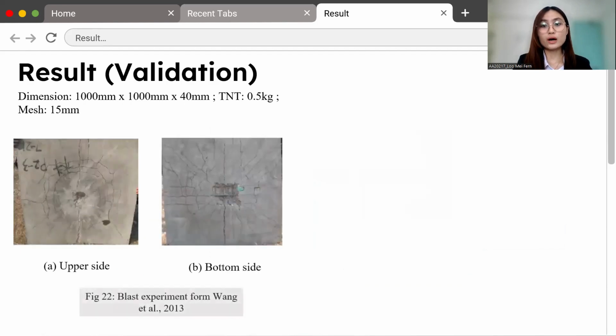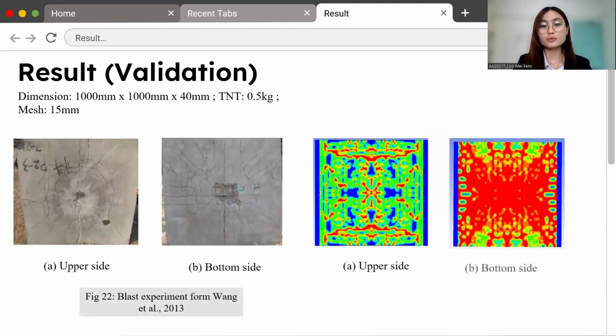A comparison between the Wang 2013 experimental and numerical results under a 0.5 kg TNT blast load is shown in figures 22 and 23. The numerical results are slightly different from the experiment. This is because the boundary conditions in the simulation are always constant, but are relaxed in the experiment. However, the differences are minor.